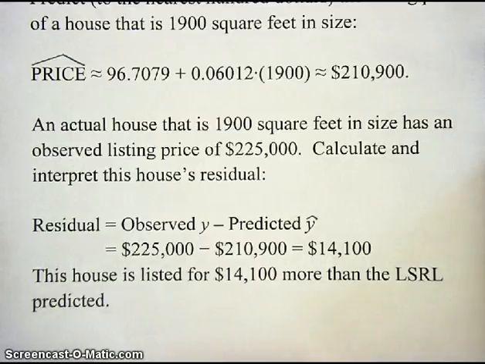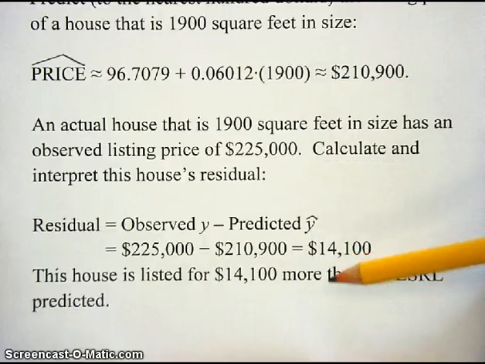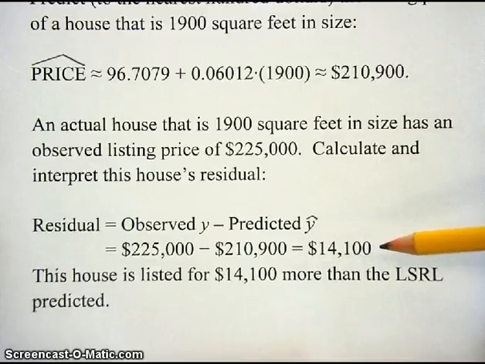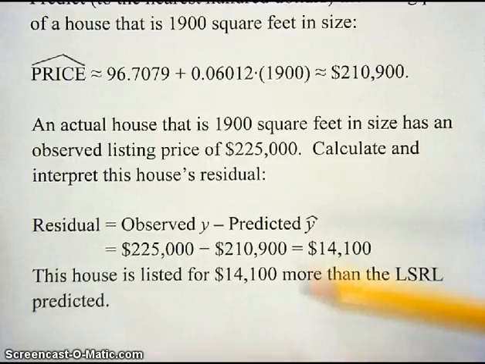Those are the kinds of things that you'd typically be asked to do with the best fit line, to make predictions, calculate residuals, and see how accurate your predictions might be. In this case, we underestimated the listing price by $14,100 using our line. In future videos, we'll look at other aspects of best fit lines that are worth considering.